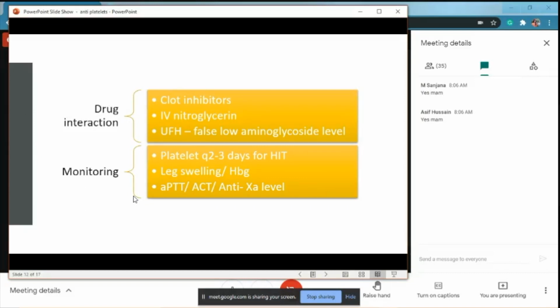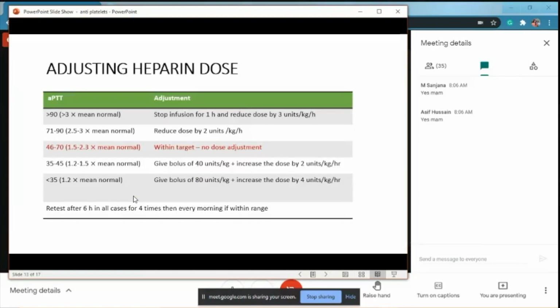Now we also have the anti-10A level, so we can monitor that as well. And when it comes to pregnancy or if the patient is underweight, we take the level of anti-10A to monitor the response. Now, it's really important to know how to adjust the heparin dose based upon the APTT. It's really pretty simple. Don't get intimidated with the big table up here, but we can make it really simple.